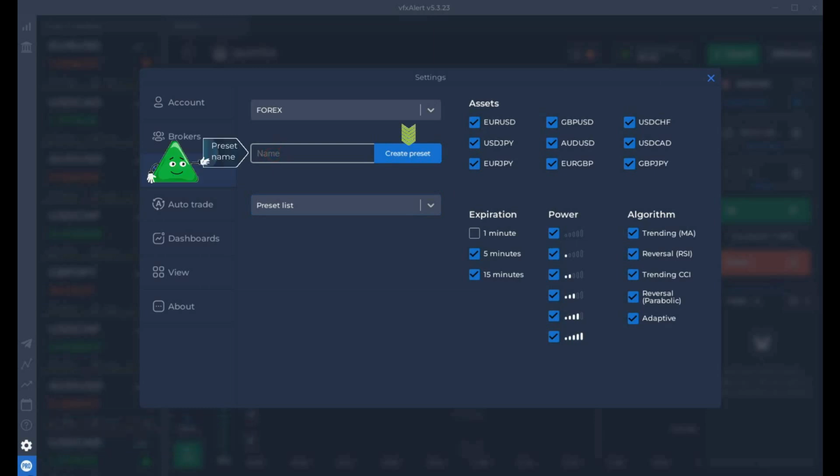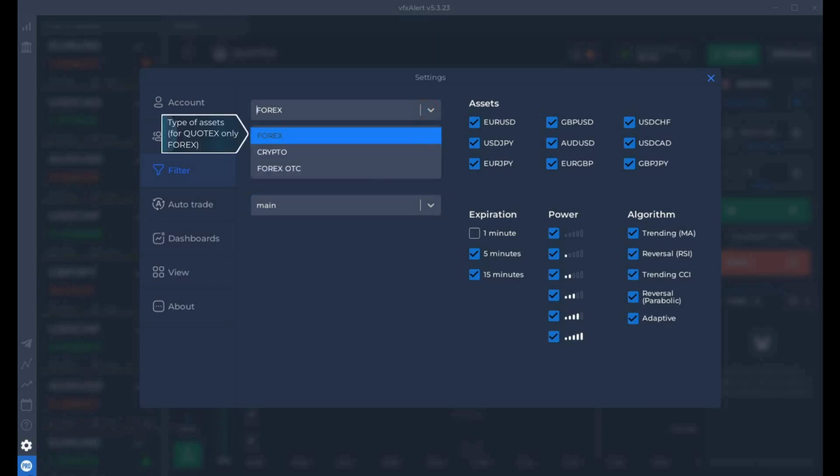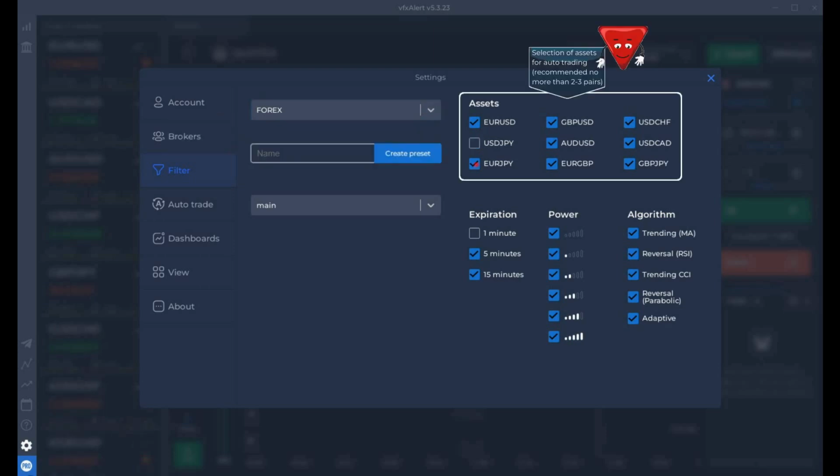The first step is to create a trading preset. The name of the preset. There are no cryptocurrencies on the broker. We choose the Forex market. Select the currency pairs on which auto trade will work.